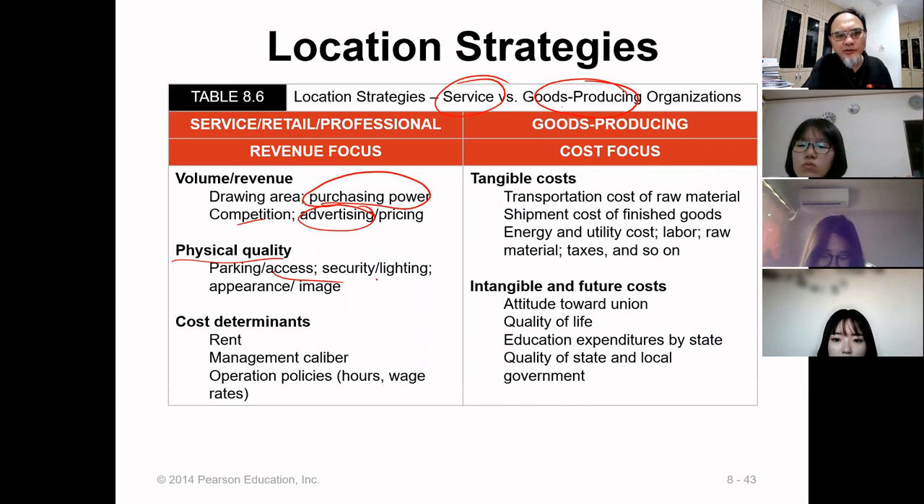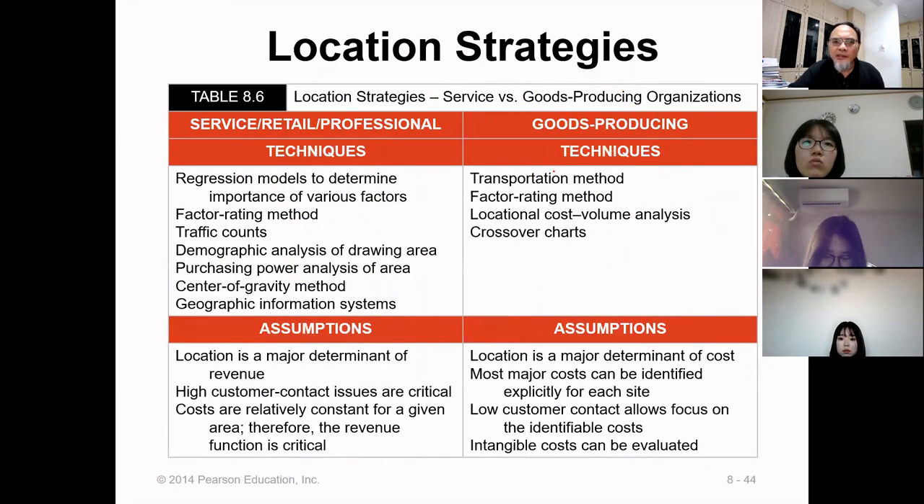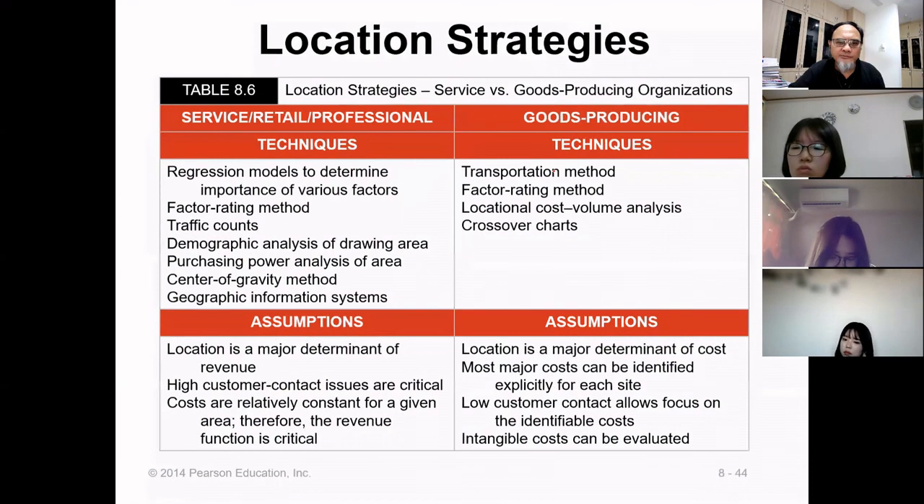And if you look here, if you notice, this is revenue focus. If this is cost focus, then you have to think about how to minimize your cost of operations. Because high cost operations will not make you competitive. At the end of the day, if the location results in higher operating costs, you're not going to be competitive. You will lose business, okay? And there are techniques that are available, okay?